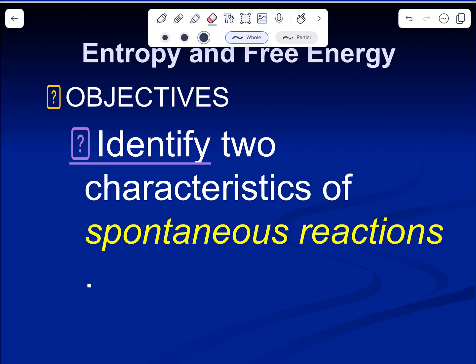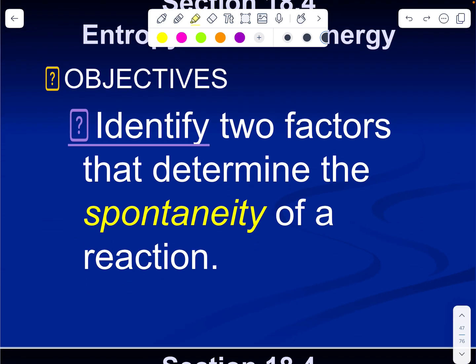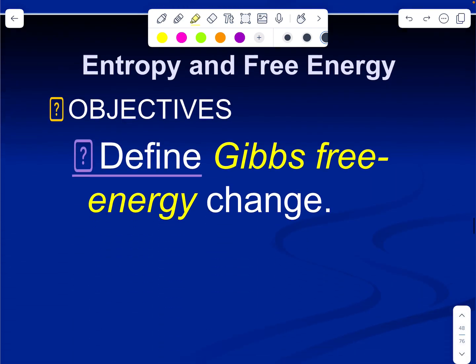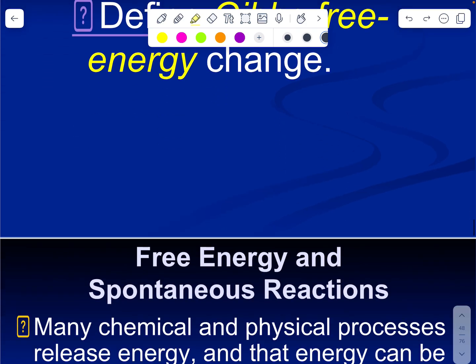We're going to be talking today about entropy and free energy. First, our objectives. We will be talking about the two characteristics of spontaneous reactions. We'll talk about the role of entropy, and of course, we'll define and discuss entropy in greater detail. And we will talk about two factors that determine whether a reaction is spontaneous or non-spontaneous. And we will talk about the Gibbs free energy calculations. FYI, as a heads up, the Gibbs free energy calculation is, of course, included on your periodic table.